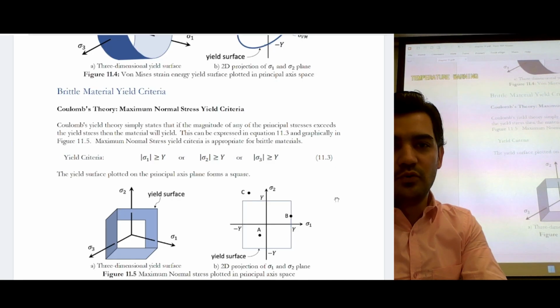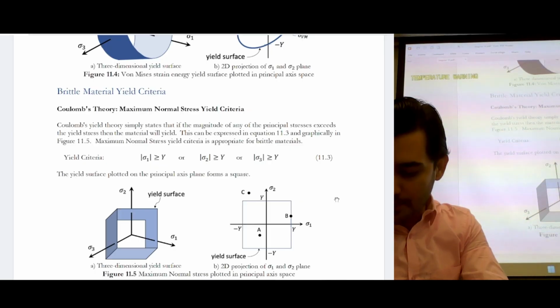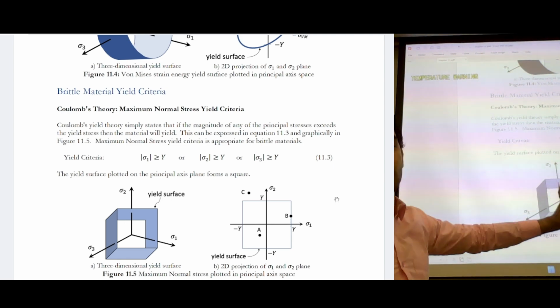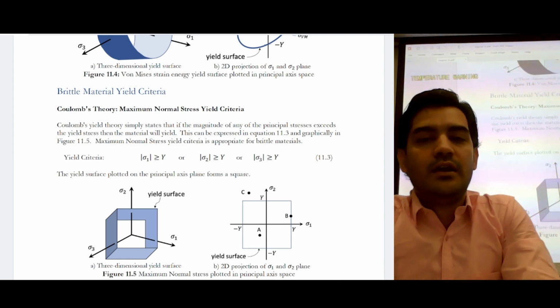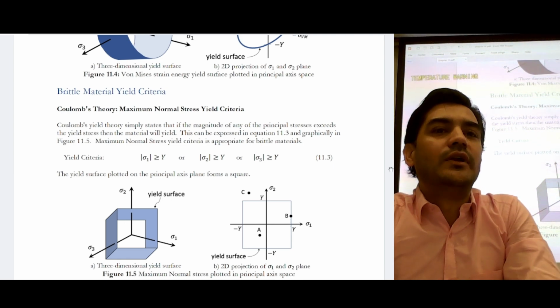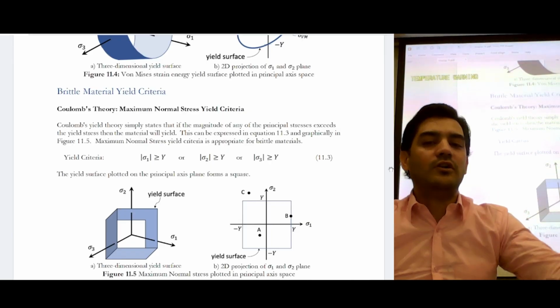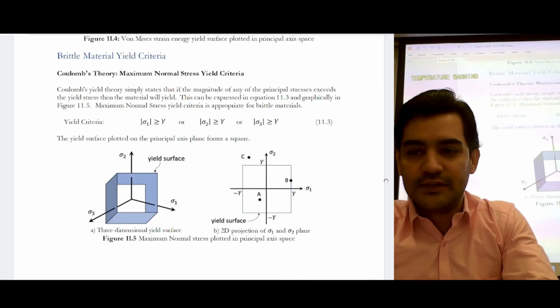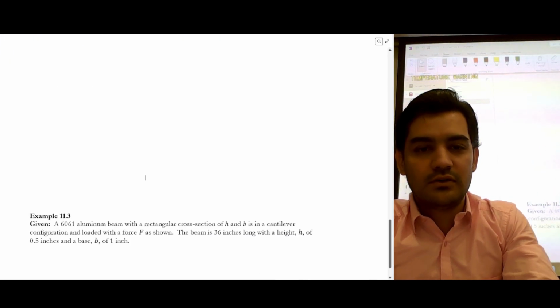So this is what we will do, and then we will start example 11.3, which is the last example of this workbook. And then we will talk about combined loading, which is nothing but all the concepts combined. So that's the end of this subject. All right.